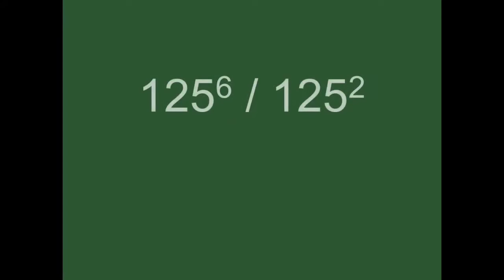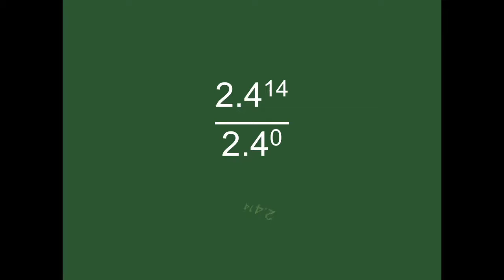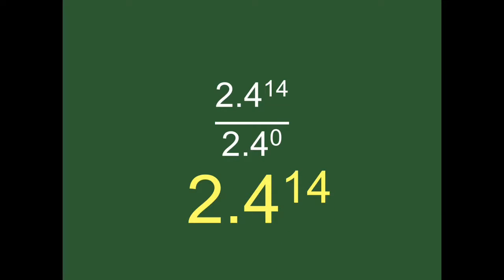In our first example here, we have 125 as the base, and 6 and 2 are the exponents. Keep the base, subtract the exponents: 125 to the fourth. Here's another way to look at division. In this case, the bases are the same. The exponents are 14 and 0. 14 minus 0 gives us 14. We keep the base of 2.4.